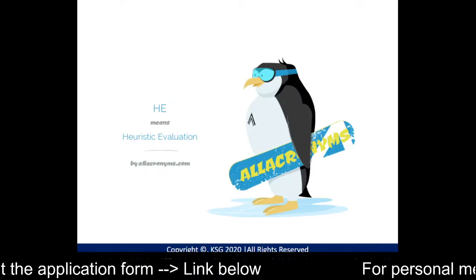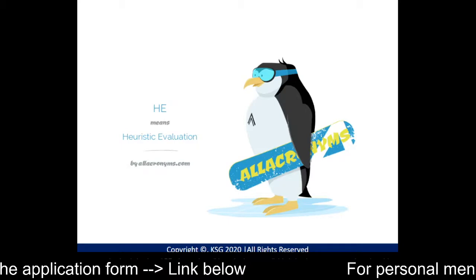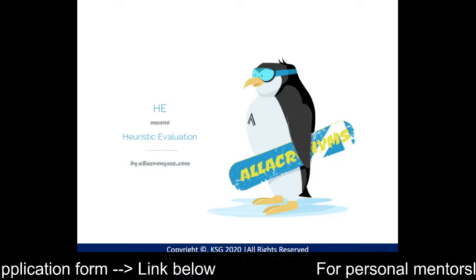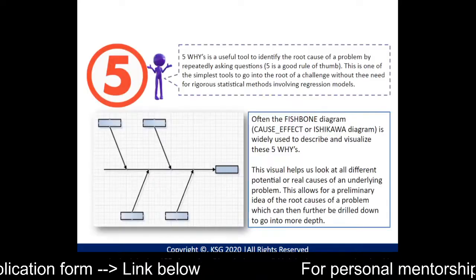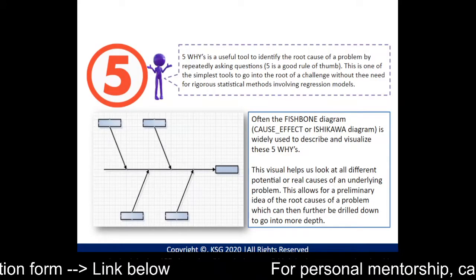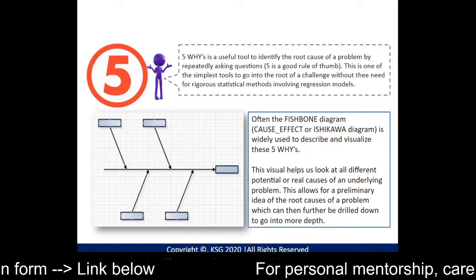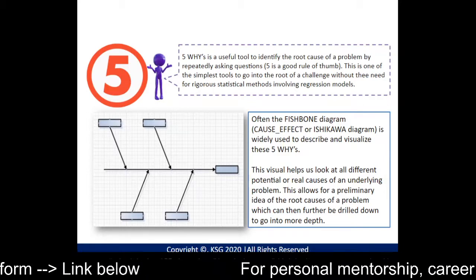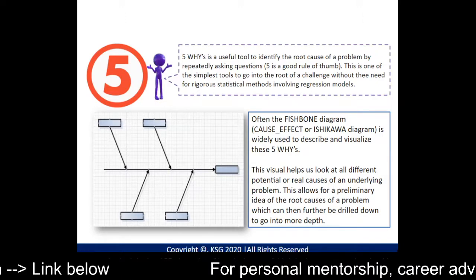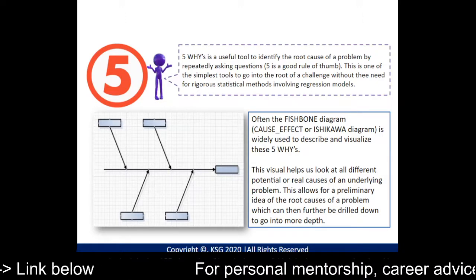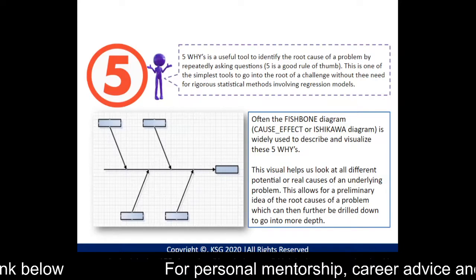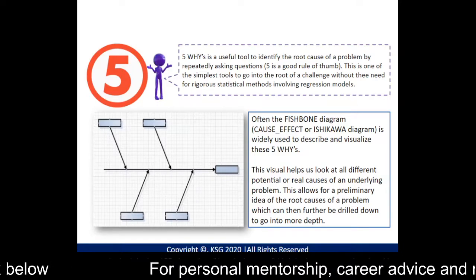Let's now look at an overview of the other different kinds of tools and frameworks that you could use in certain situations. The first one we can talk about here is what is known as the five whys approach. Now, five whys is a useful tool for you to identify the underlying or root cause of a problem by repeatedly asking five questions.